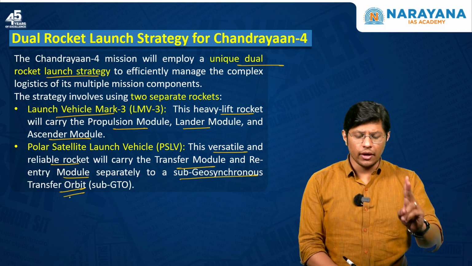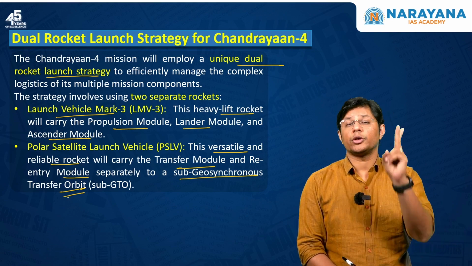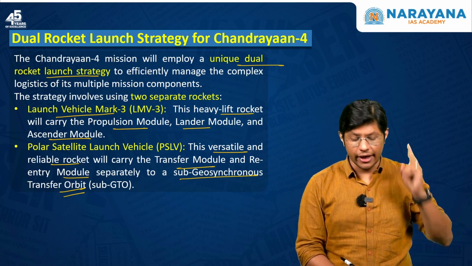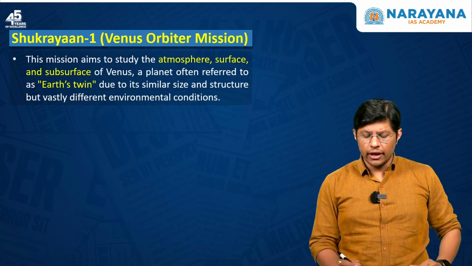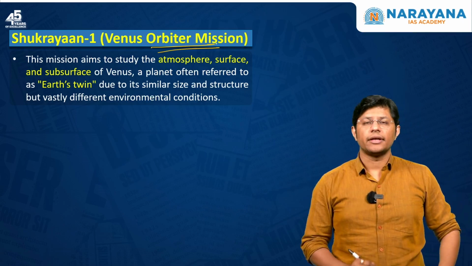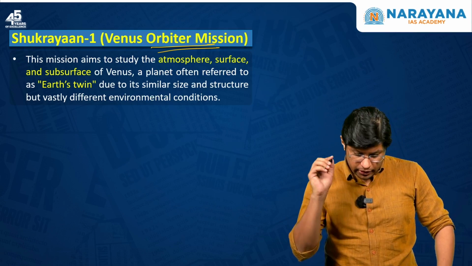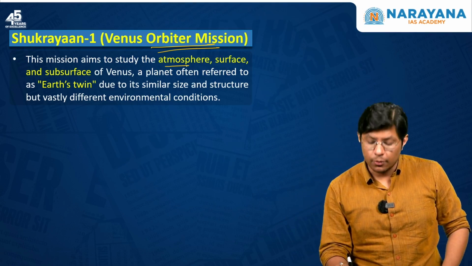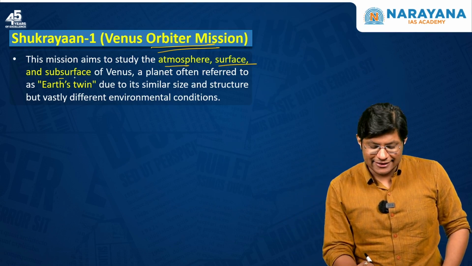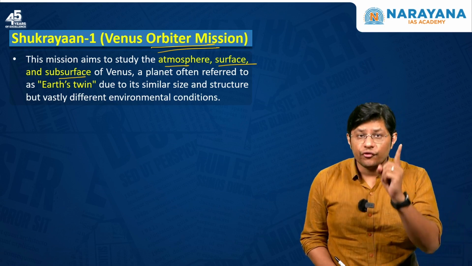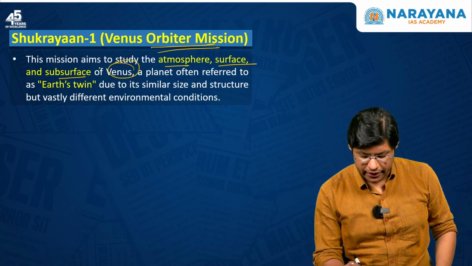So, you need to know that in the Chandrayaan 4 mission, we are going to use 2 rockets, right? Talking about the Venus Orbiter mission, right? Also known by the name Chandrayaan 1. The mission is to study the atmosphere, surface and subsurface of Venus, this planet.